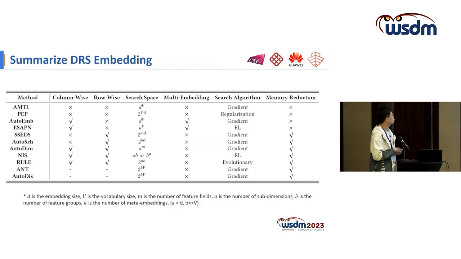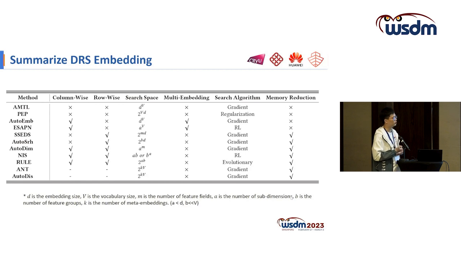Finally, I will make a conclusion. We can see that from the search space perspective, in the existing AutoML-based solutions for the embedding component, the search space evolves from the detailed to the abstract. The full embedding dimension search has the largest search space. However, because the search space is very huge, it is hard to search for a satisfying result.